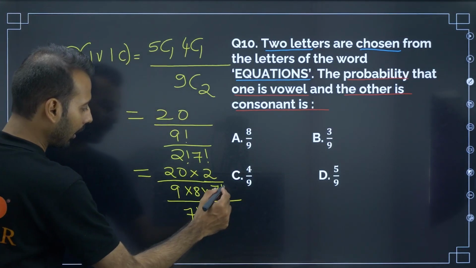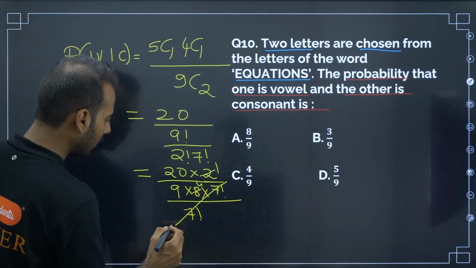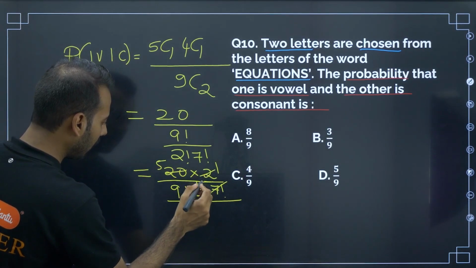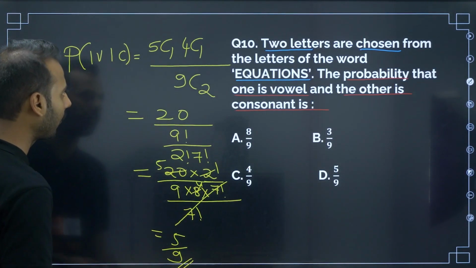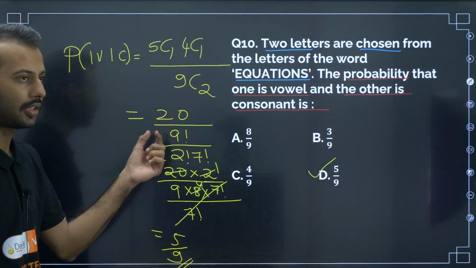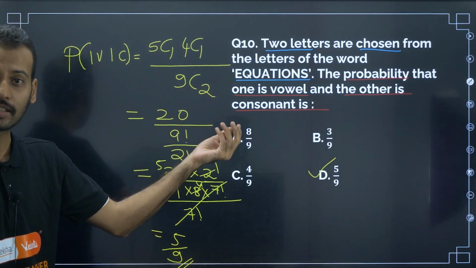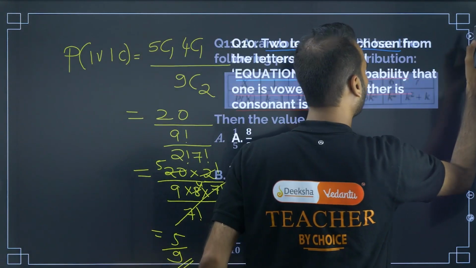Let me cancel this and this. 1 into 4 is 4, so 20. This is 5 into 4, so here we are left with 5 by 9. Just simplification, I am leaving it to you. So D is the answer. Again, this is a very easy and less time consuming question. Within 20 seconds we are able to calculate this. Moving on to the next problem.